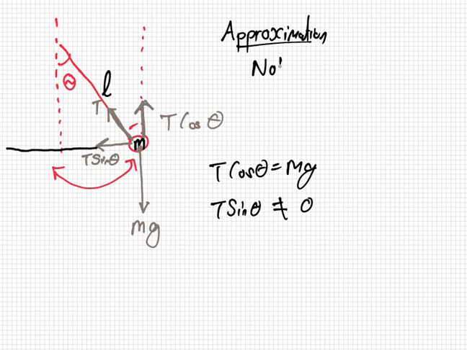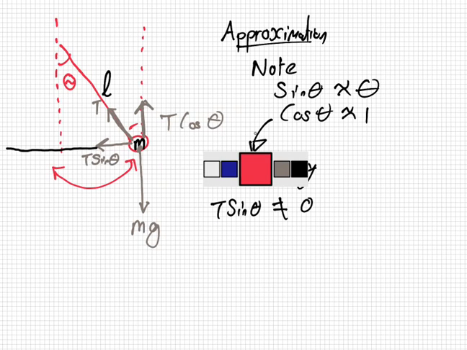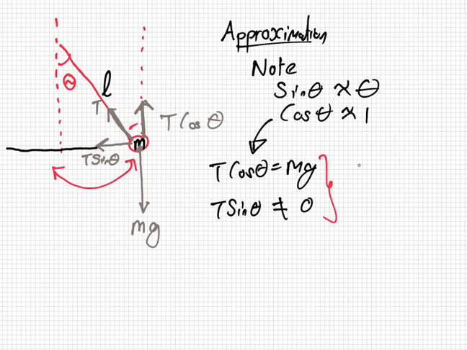Note though that sine theta is approximately theta and cos theta is approximately 1. So if I use that result now, approximately theta. Yeah, so we'll just leave it. Here we get cos, not cos, sorry.